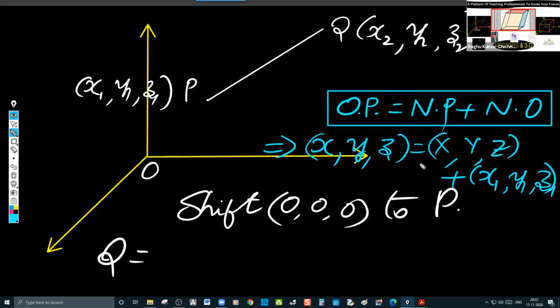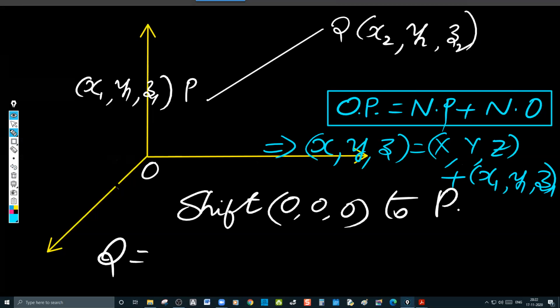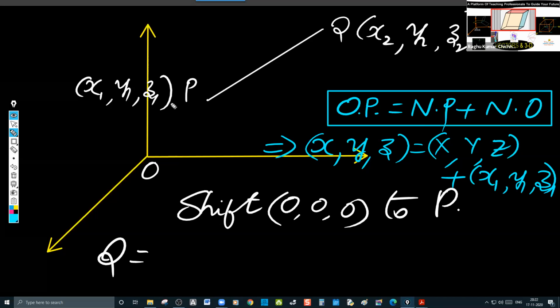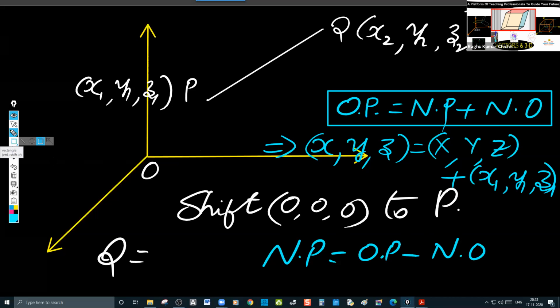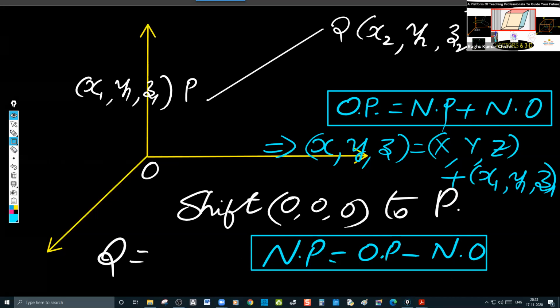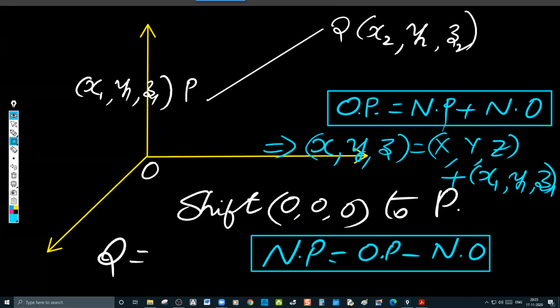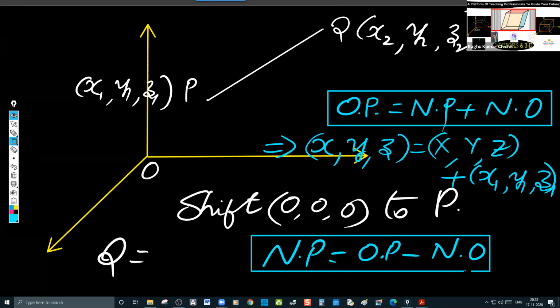Are both of you there? Very important, please. When you are learning this shifting of origin, change of axis, what is the use of it? This is the application. Whenever original point is equal to new point plus new origin, if you want the new point, how do you write it? Original point minus new origin. New point is equal to original point minus new origin.